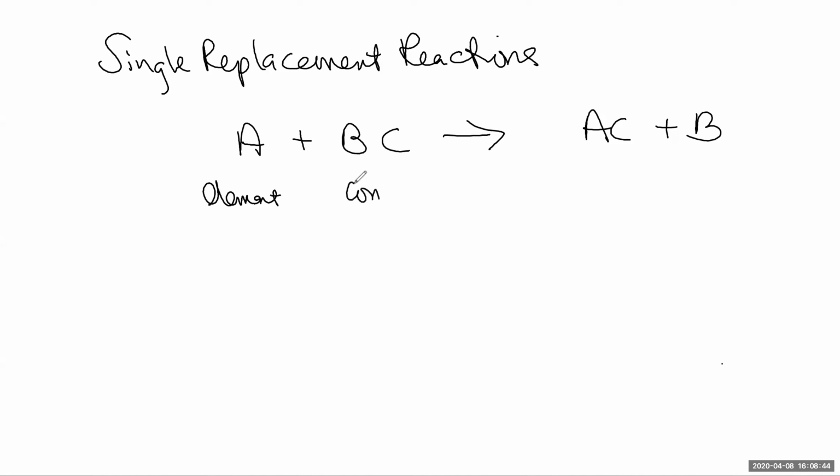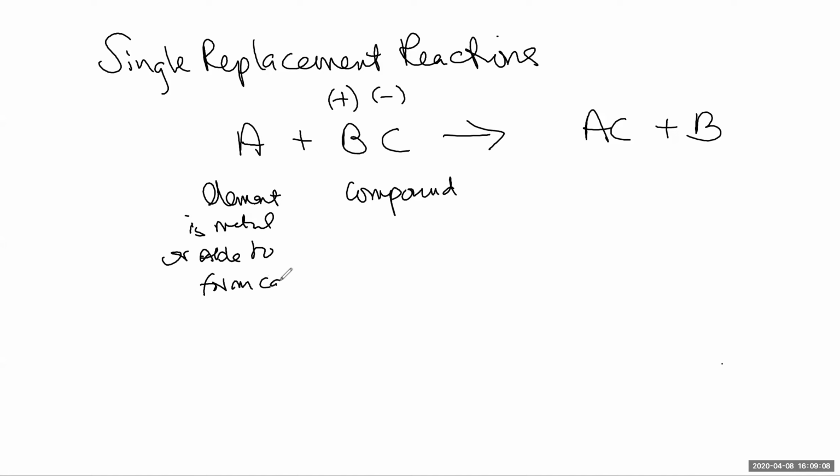BC is a compound. And remember, in compounds, cations are always written first. So B is the positive, or cation, and C is the anion, negatively charged. When it's of this general format and the element A is a metal, we're able to form a cation. A will switch places with B. So notice in our product, A is with C and B is on its own. So A is now in the compound and B is now the element.